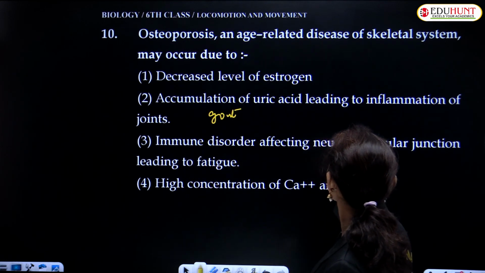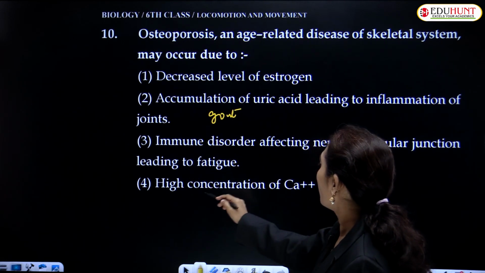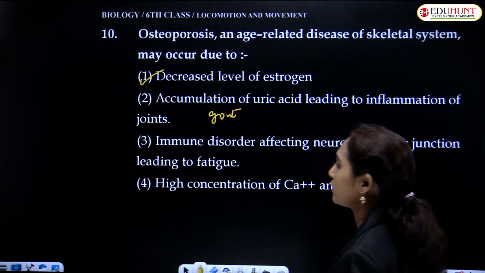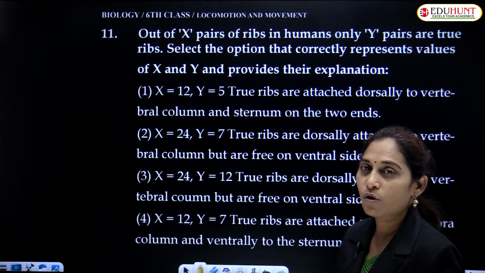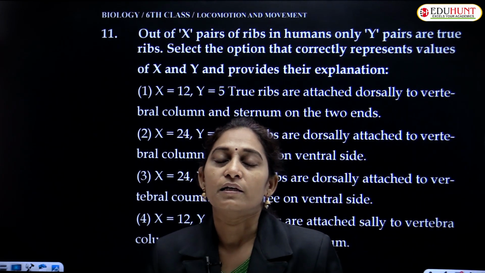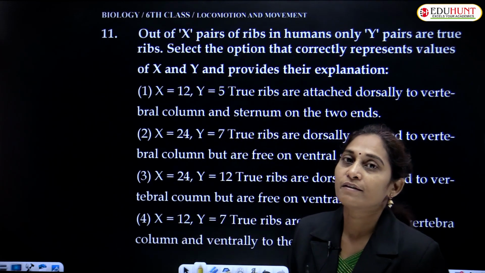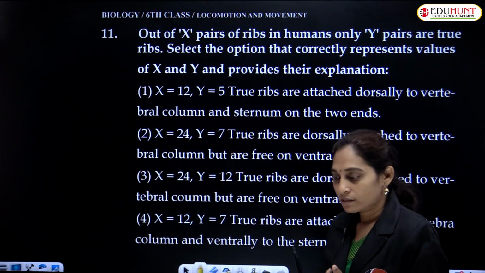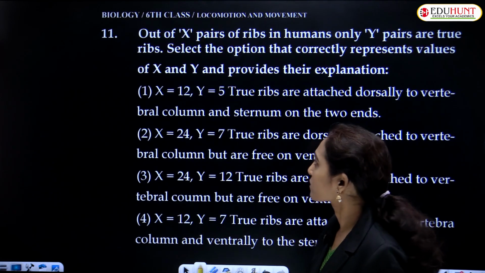Immune disorder affecting neuromuscular. No. High concentration of calcium. So decreased level of estrogen is the correct option, because in old people the levels of estrogen decrease, fall down. With age, this kind of disorder they face.